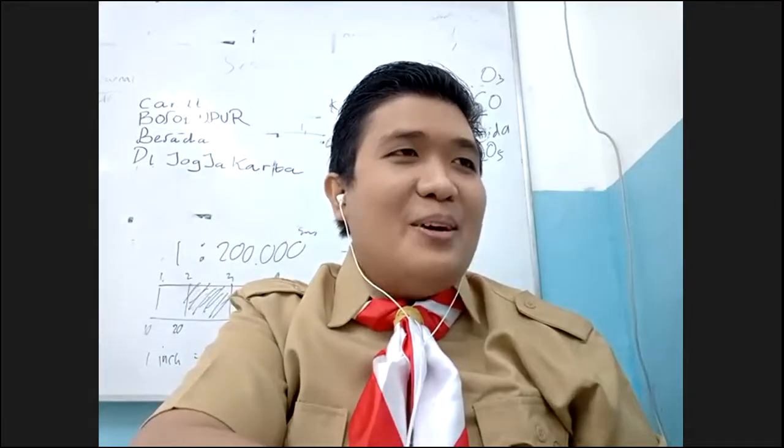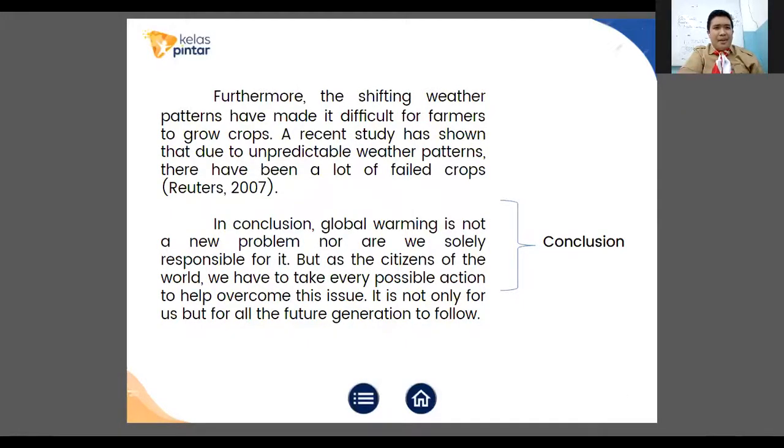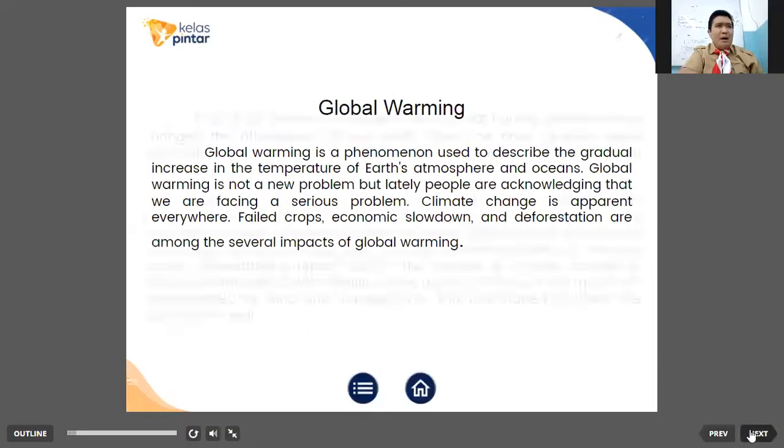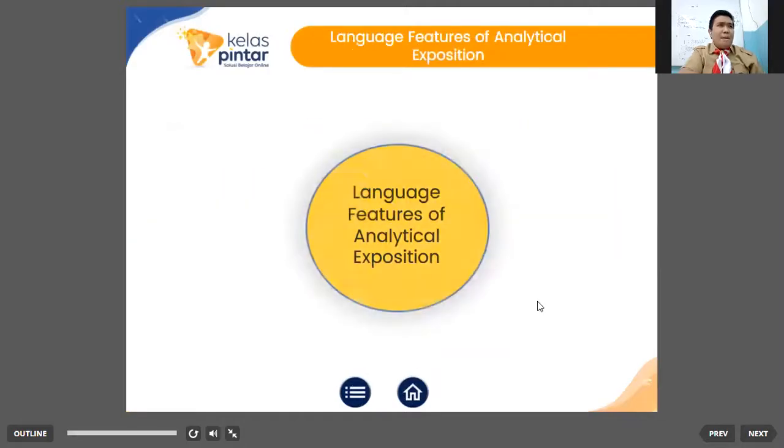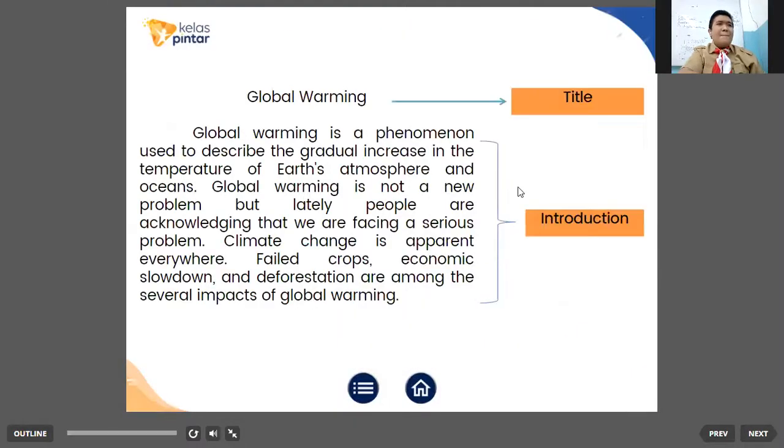Kita pikir dulu ya, berpikir dulu tentang ini. About these 3 parts, tadi tentang ini ya, global warming. Nah, about the introduction, title, you udah tahu, pasti tahu title. You already know the title.